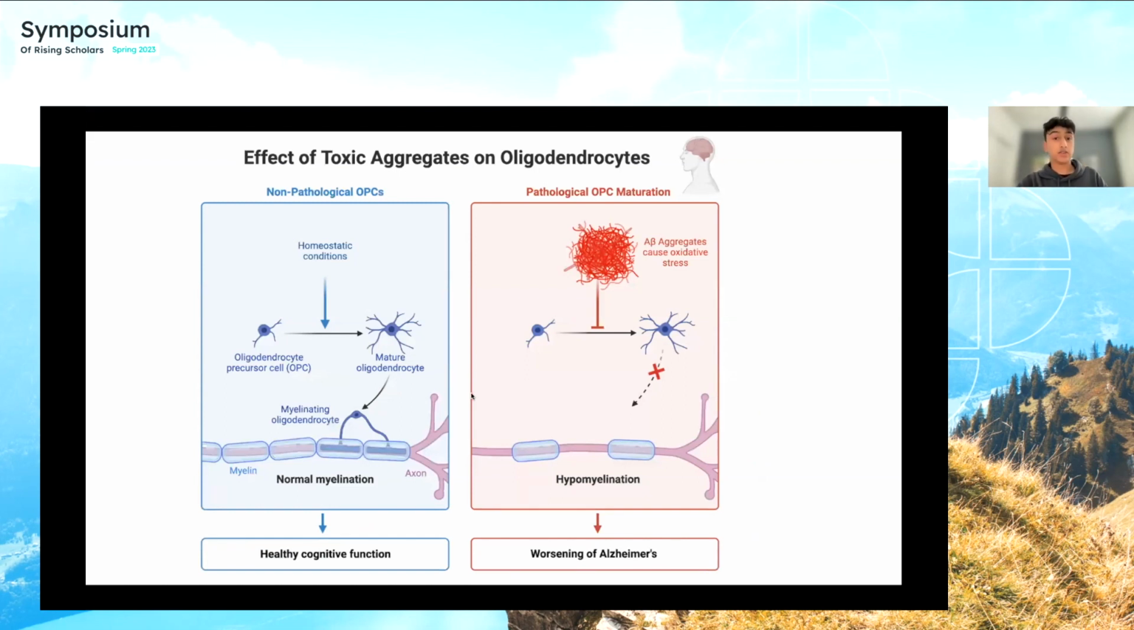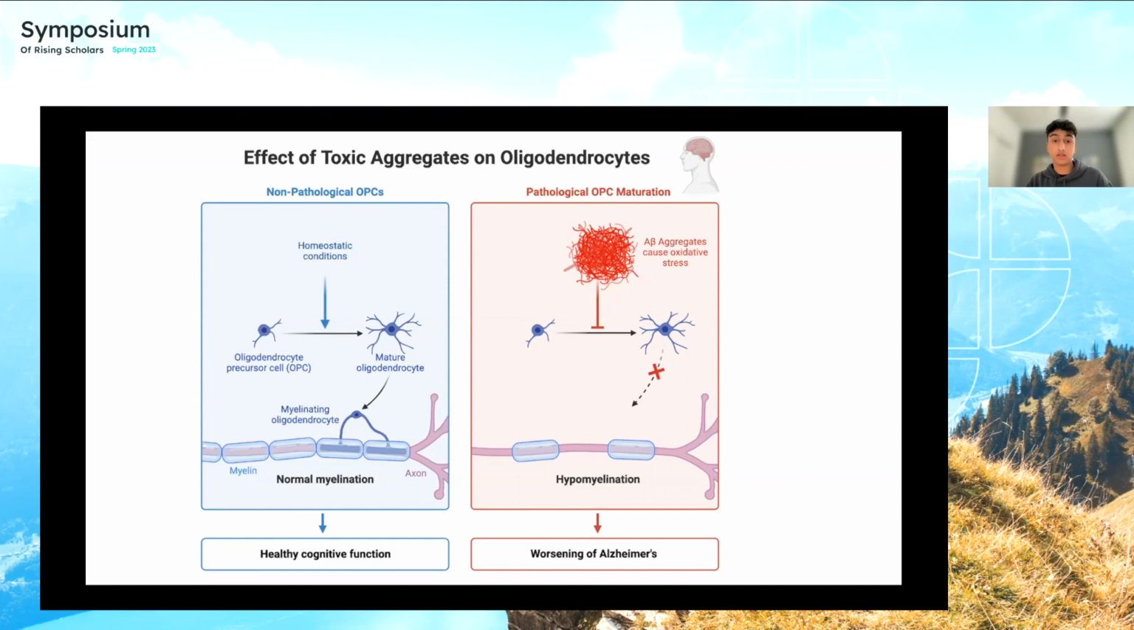So linking this back to oligodendrocytes. Normally under homeostatic conditions, these oligodendrocyte precursor cells, OPCs, are able to mature into myelinating oligodendrocytes and myelinate the axons of neurons. However, as these amyloid beta aggregates and tau neurofibrillary tangles develop, they inhibit this maturation into myelinating oligodendrocytes. And so there is a reduced myelination of the axons.